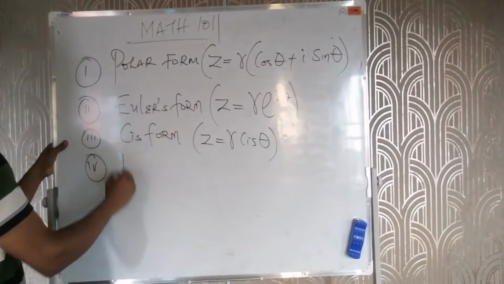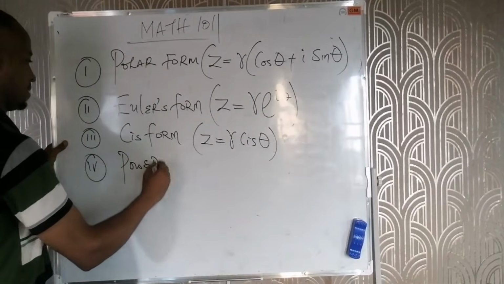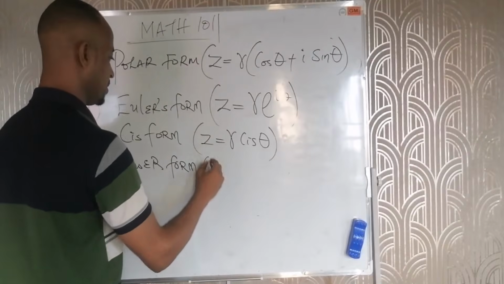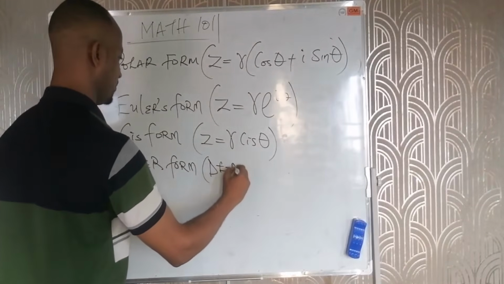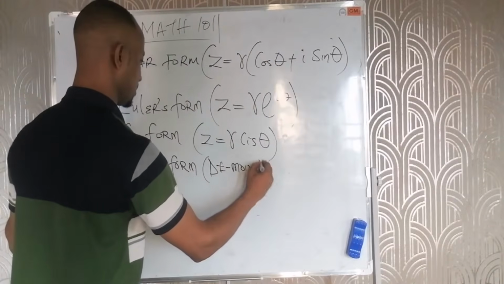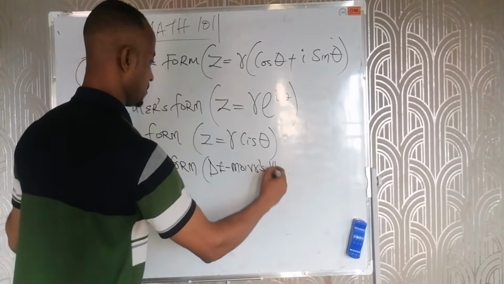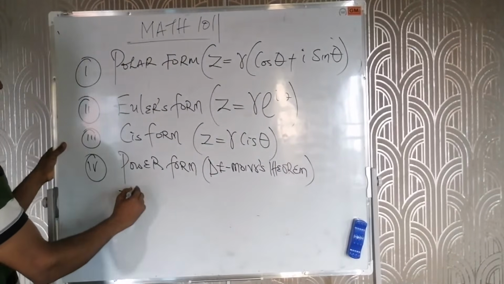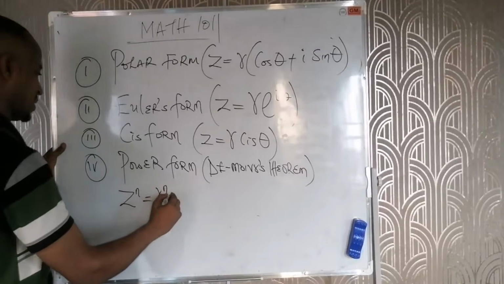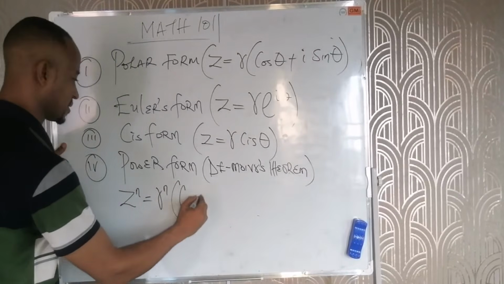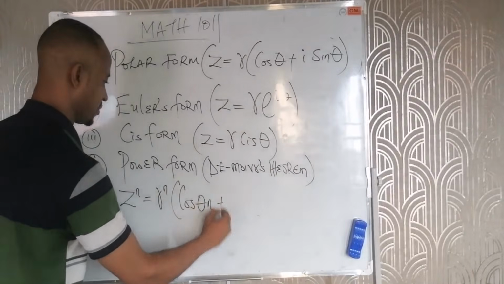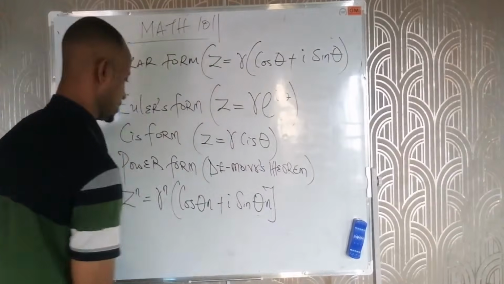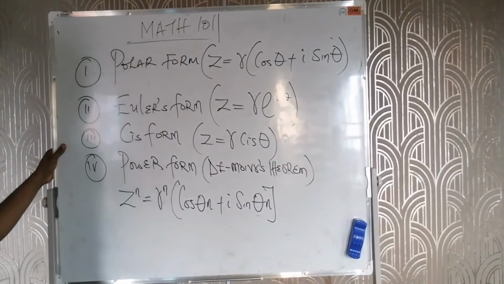Then the other form will be what we call the power form, also called De Moivre's theorem. That form says z raised to power n equals r raised to power n, in brackets, cos(n theta) plus i sine(n theta). This is called De Moivre's theorem.